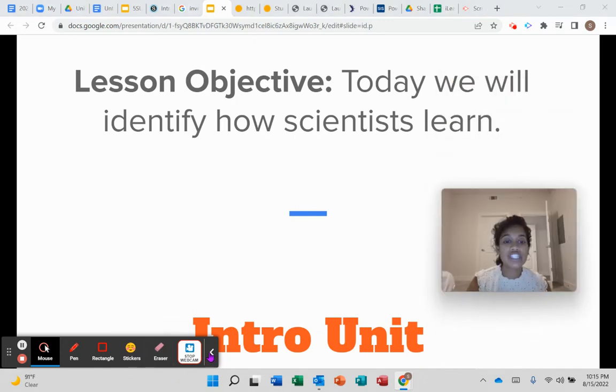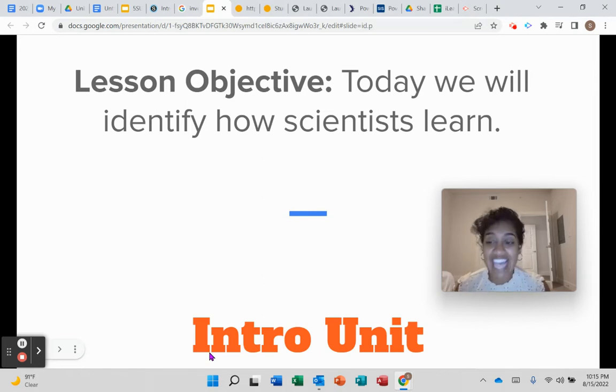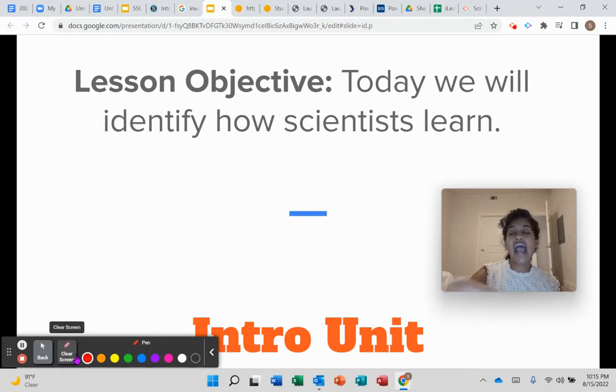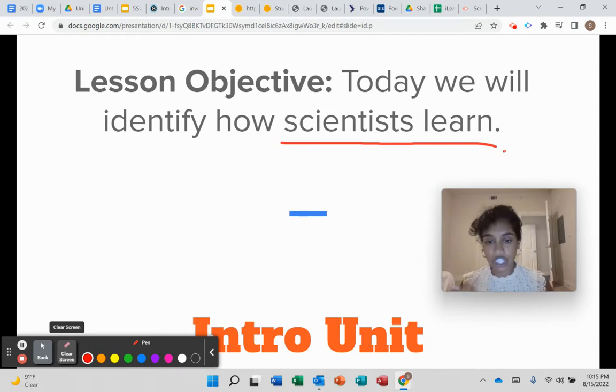So, we are going to be starting our intro unit of science. This is our first lesson. Our intro unit lesson objective is that today we will identify how scientists learn. That's going to be really important. So, how do scientists learn?